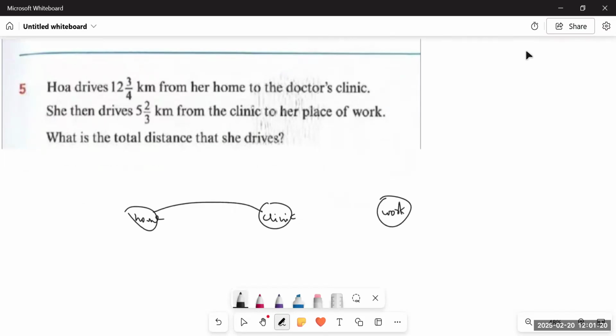First, they are telling us the distance between home and her doctor's clinic, that is 12 whole 3 upon 4. And then they are telling us the distance between the clinic and the workplace, which is of 5 whole 2 upon 3 kilometers. Okay, so these are the distances. Next, they're saying what is the total distance that she drives. So what we have to do, we just have to add them up. That is 12 whole 3 upon 4 plus 5 whole 2 upon 3.